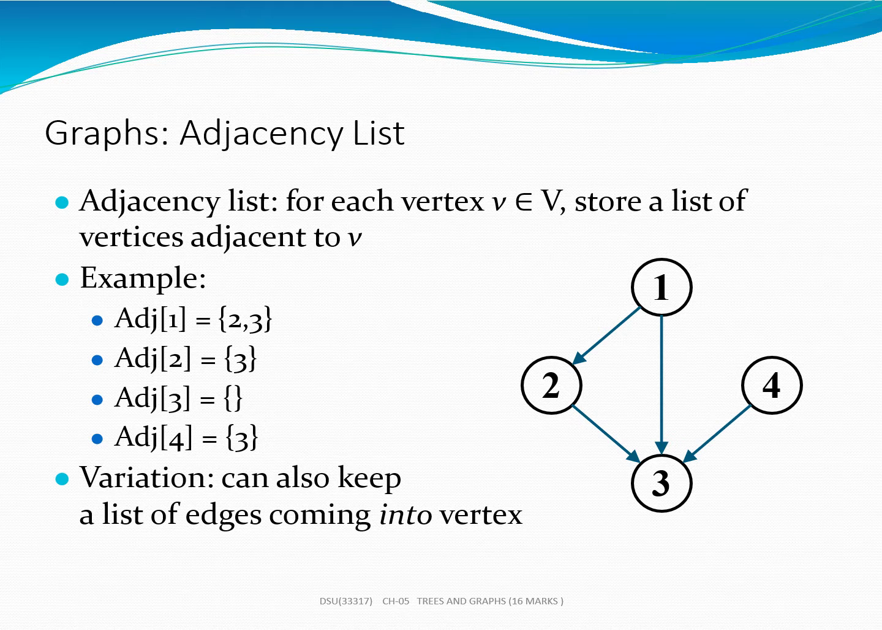Example: adjacent of 1 is 2 and 3. Adjacent of 2 is 3. Adjacent of 3 is 0. Adjacent of 4 is 3. Means a variation can also keep a list of edges coming into a vertex. We have to consider only incoming edges.